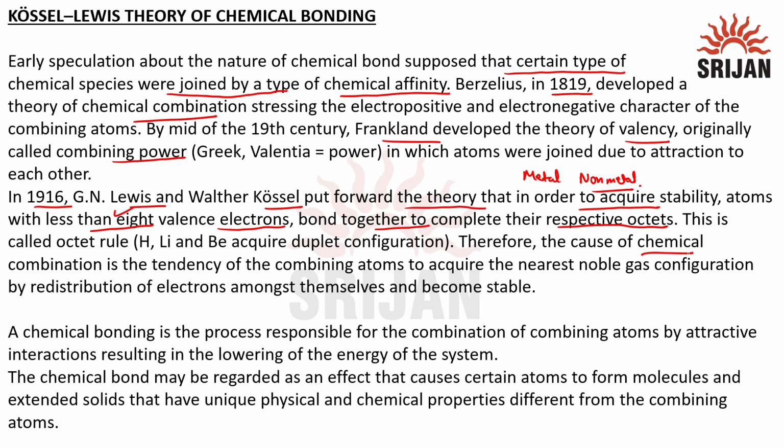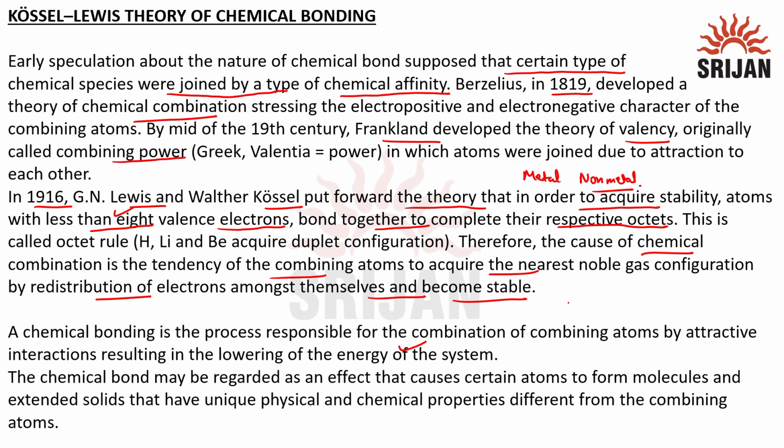Therefore, the cause of chemical combination is the tendency of the combining atoms to acquire the nearest noble gas configuration by redistribution of electrons amongst themselves and become stable. Here, chemical bonding is the process responsible for the combination of combining atoms by attractive interaction, resulting in the lowering of the energy of the system.